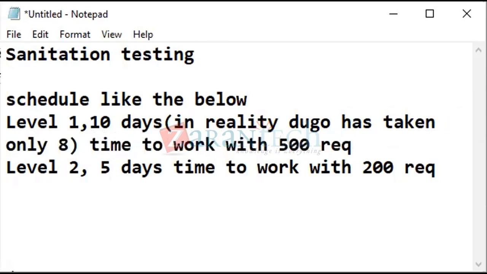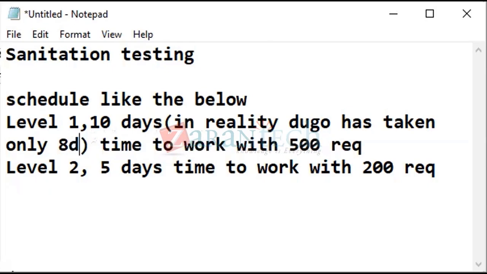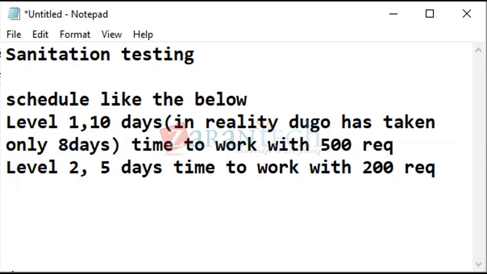How many days have you taken? Only 8 days. Okay, only 8 days you have taken. Then how many days are left? 2 days.